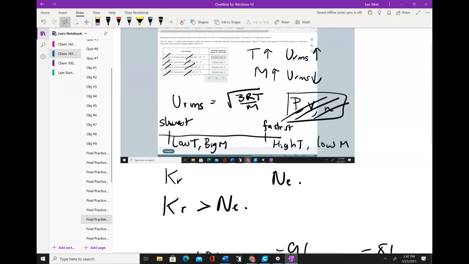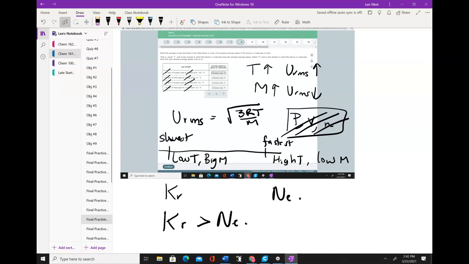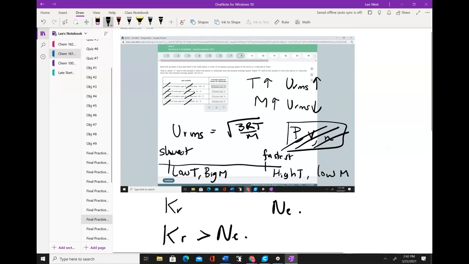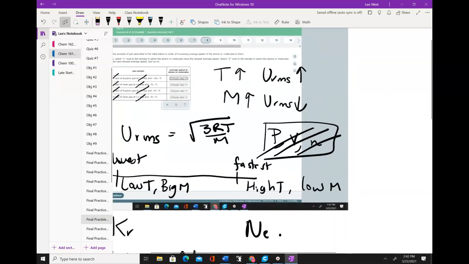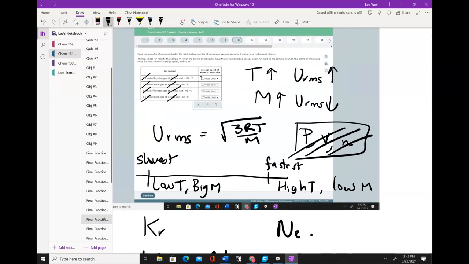So what thing here has the lowest temperature and the biggest mass? Krypton. So krypton at minus 101 is going to be going the slowest, right? Because nothing else is at minus 101. So we want to put 1 next to the molecules that have the slowest average speed. So that guy has got to be 1 because it is the heaviest particles with the lowest temperature.